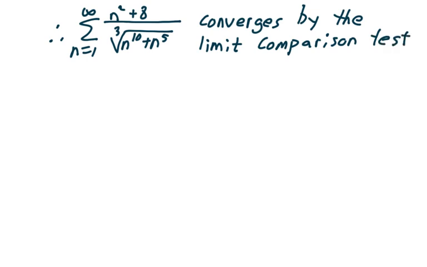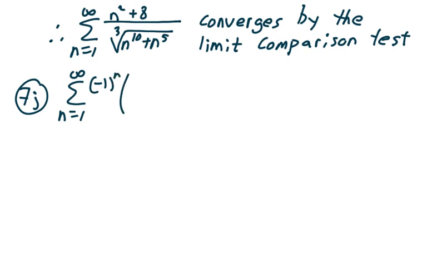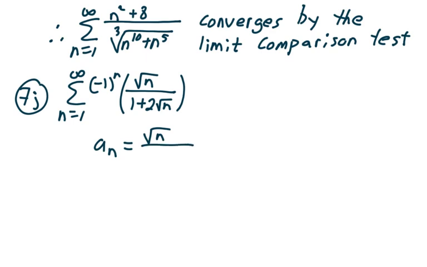And that's how we do this problem, 7I. 7J. Suppose we have the summation from n equal 1 to infinity of negative 1 to the n times the square root of n over 1 plus 2 square root of n. Now, I want you to pay attention to a sub n. This problem should be pretty short. A sub n is square root of n over 1 plus 2 square root of n.